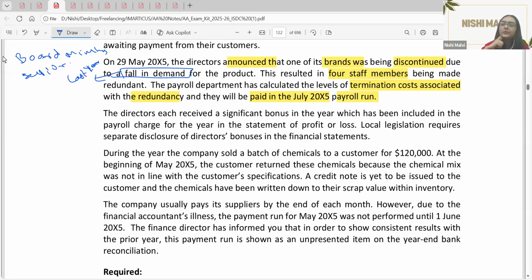Because it's written, right? Four staff members are made redundant. Payroll has calculated termination cost with the redundancy. Check the redundancy provision, whether that is as per the standard or not. Check with the supporting documentation. Check how much is payable to each employee. Check employee-wise as well. Are they all paid the same or different? Okay.